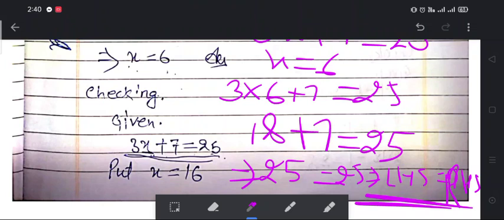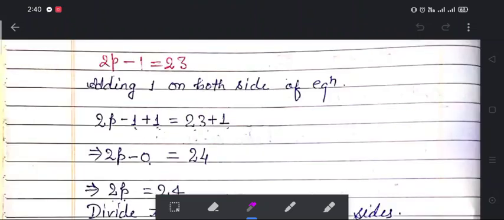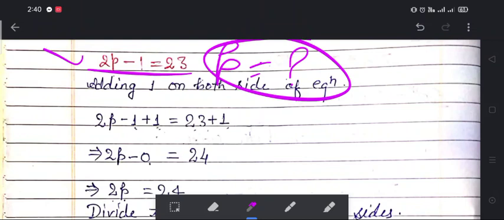Now let us see the next question. The next question is 2p minus 1 is equal to 23. This is the given equation and we have to find the value of p. From this question we have to find out the value of p using the simultaneous operation method on both sides. So let's see how we do this.